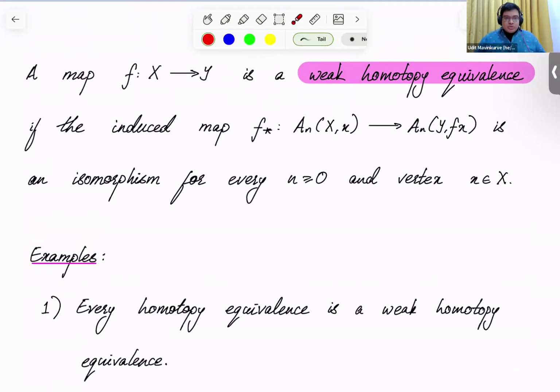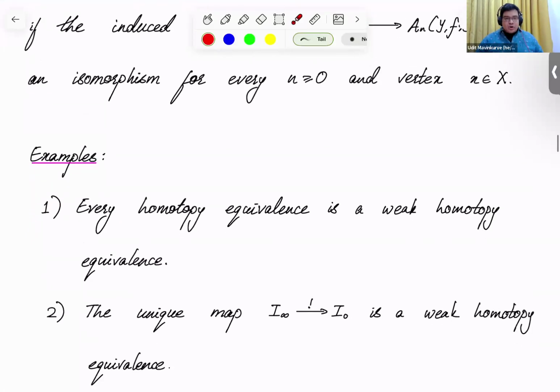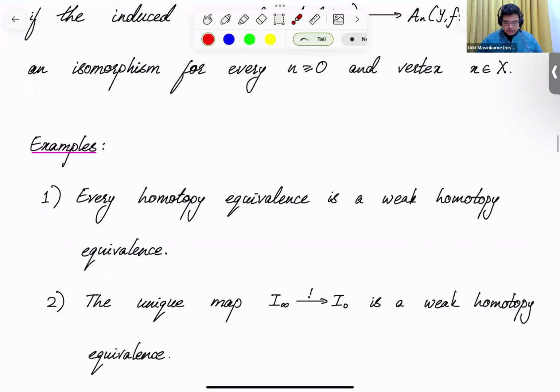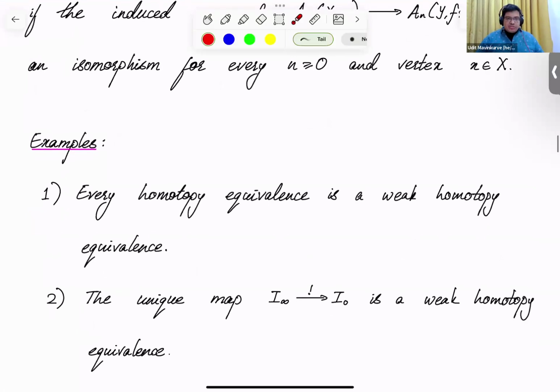So for graphs, one of the open problems is that we don't know if there's a class of graphs for which the converse holds. The first example to show that it does not hold for all graphs is the unique map from I infinity to I0. We've seen that you can't contract it in a finite number of steps, but it is a weak homotopy equivalence. It is weakly contractible, I infinity.